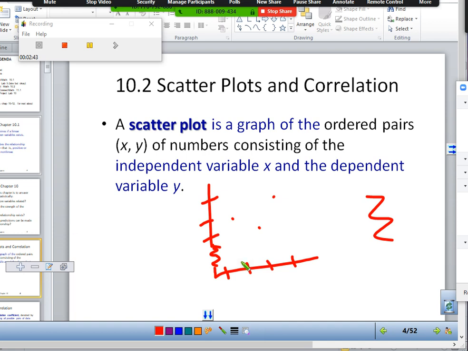Okay, so your x's are here. These are your independent variables, the ones you theoretically have control over, and your y's are here, the ones that are dependent that you theoretically do not have control over.